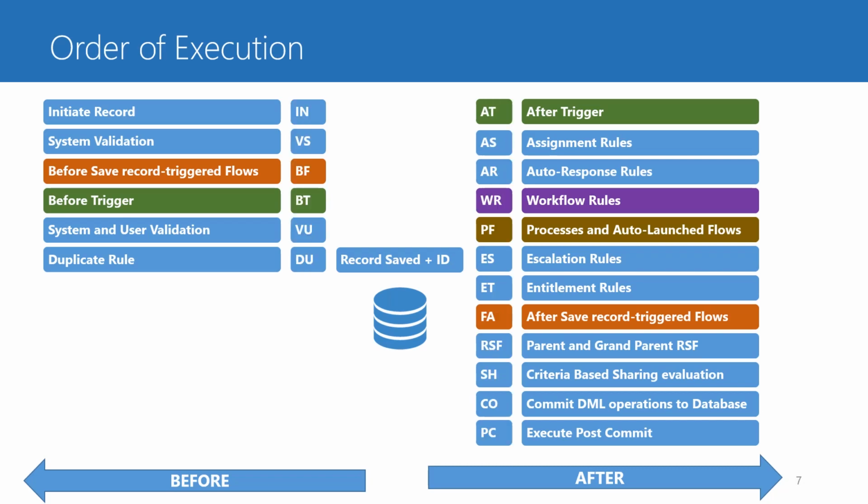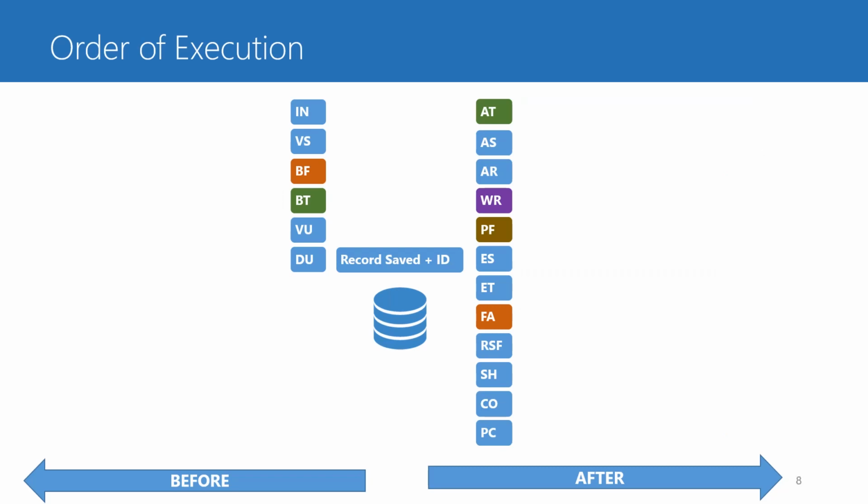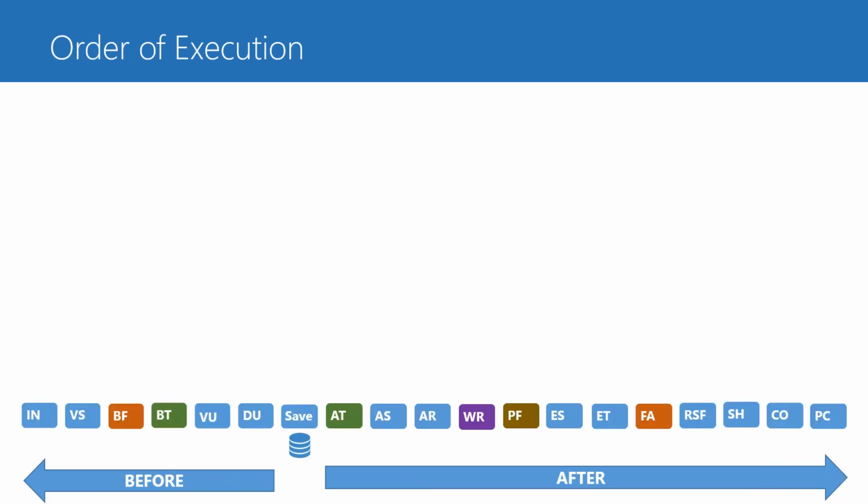Now let's explain what would happen if any step in this execution order would update or create another record. To do so, I will give each step an abbreviation. So the initiate record step would be IN, system validation would be VS, before save flow would be BF, and so on. Now I will remove the full name of each step and keep the abbreviations. And then I will place the abbreviations that represent each step at the bottom.